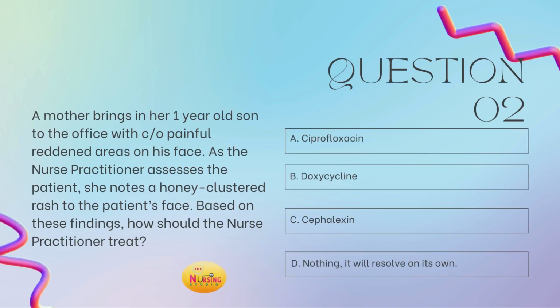All right, question number two. A mother brings her 1-year-old son to the office today with complaints of painful reddened areas on his face. As the nurse practitioner assesses the patient, she notes a honey clustered rash to the patient's face. Based on these findings, how should the nurse practitioner treat? Is it A, ciprofloxacin, B, doxycycline, C, cephalexin, or D, nothing, it will resolve on its own? Take a moment and tell me what you got in the comments.